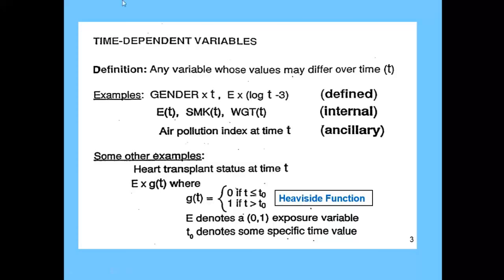Okay? So now here's two other examples. Heart transplant status at time t. Now, as you know, people get transplants nowadays. There was a time where that was a key question early on, whether getting a transplant even worked, whether that would actually help save your life.